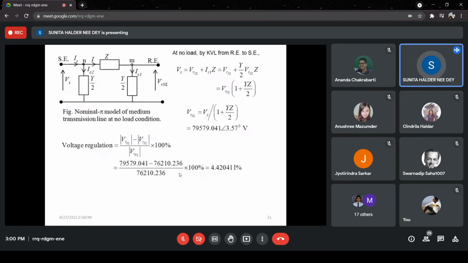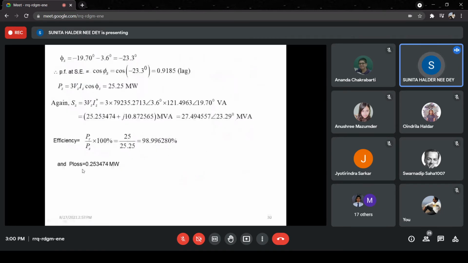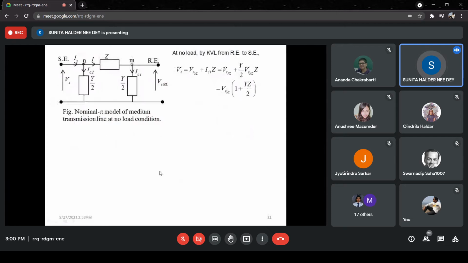So this much we can calculate. Then for voltage regulation, when we are calculating from the circuit, we shall not use the magnitude of Vs by A for voltage regulation. For voltage regulation, we shall make IR 0. Then we have to recalculate the VR no load. How can we calculate VR no load? From IR equal to 0.